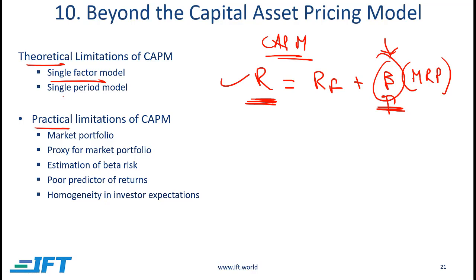Then we have the fact that CAPM is a single period model. The issue here is that if we have factors that change over time, so if the value of the factor changes from period to period, then that's a problem. Take beta, for example. We assume in CAPM that the beta is fixed, but what if the beta of a stock varies over time and across different periods? Then again, CAPM does not work very well.